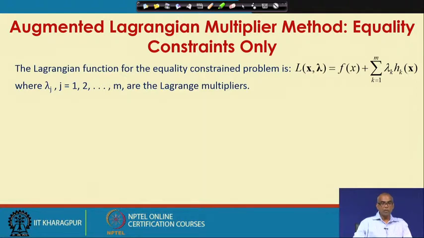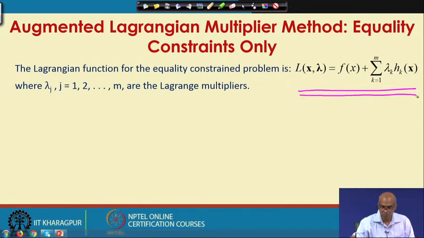So, you can easily formulate the Lagrangian function for the equality constraint problem. All we do is define a Lagrange multiplier for each equality constraint. So, if you have m equality constraints, we will take lambda 1, lambda 2, lambda 3 up to lambda m as Lagrange multipliers. Then multiply each equality constraint with its corresponding Lagrange multiplier, sum them up, and add this sum to the objective function. So, that gives me the Lagrangian. We are familiar with this Lagrangian formulation.